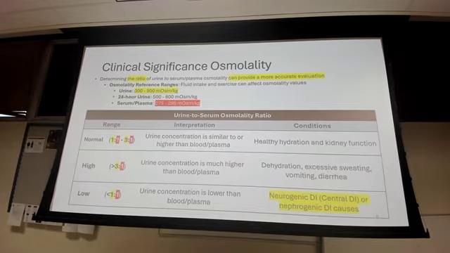Okay, so this is the clinical significance of osmolality. Remember, I told you to know this slide. So if it's normal, you have a 1 to 3.1 ratio, that ratio is normal. So that's a healthy hydration and healthy kidney function. If it's high, where the urine concentration is higher than the blood plasma, you're thinking dehydration, excessive sweating, vomiting, and diarrhea. And then for low, if the urine concentration is lower than the blood plasma, you're thinking diabetes insipidus. But there's two different kinds, right? Neurogenic and nephrogenic.